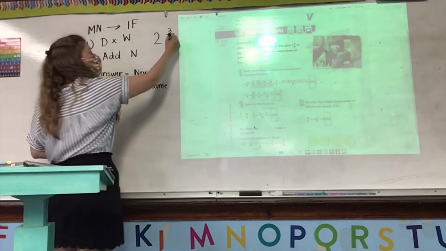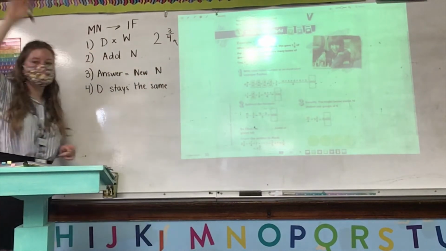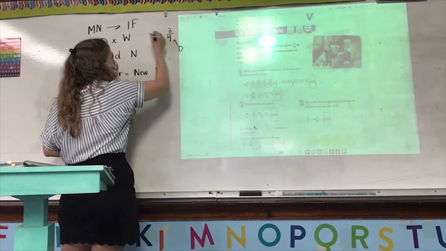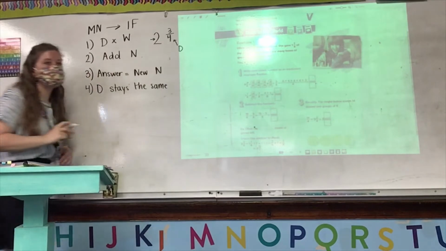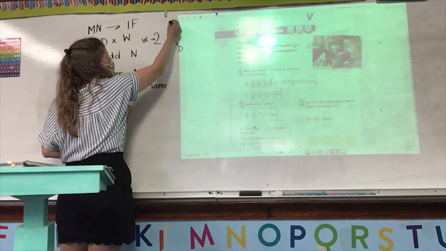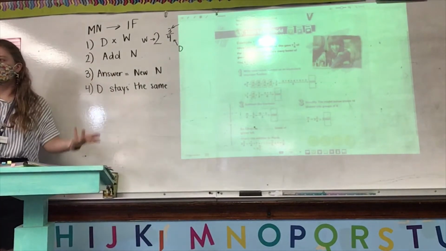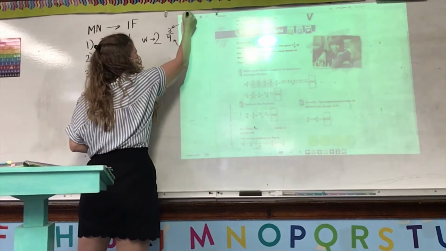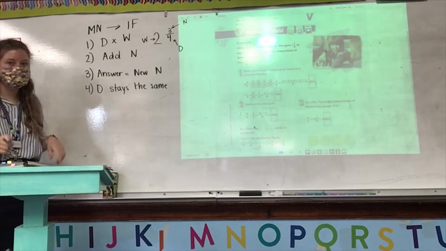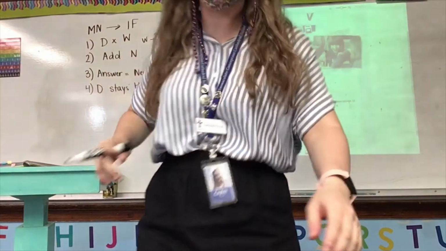So if I have the mixed number 2 3/4, 4 is the what, class? Denominator. 2 is the whole number. And 3 is the numerator. Okay, so there's mixed numbers to improper fractions.